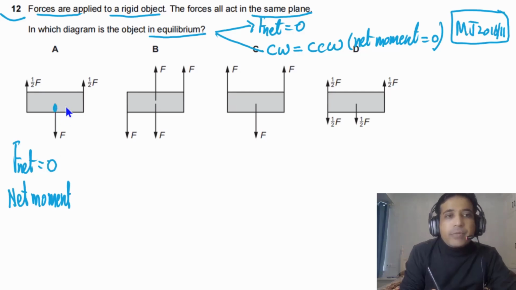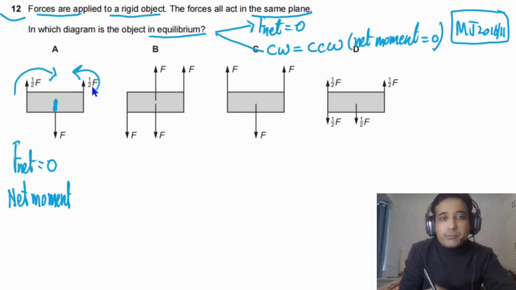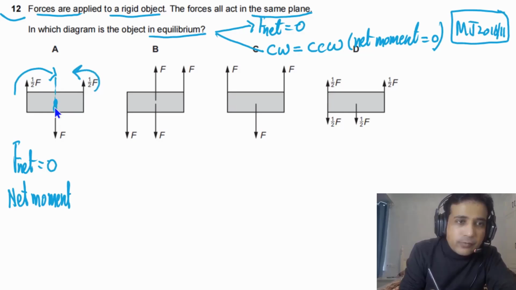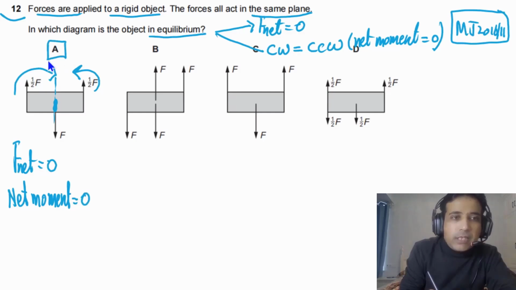Let's say we take moment about this point. The moment due to this one will be 0. The moment due to this one will be clockwise, and the moment due to this one will be anti-clockwise, and they are the same because the force is the same and the distance of the force from the pivot is also the same. So the clockwise moment is equal to the anti-clockwise moment. So simply we can say net moment is equal to 0. So the answer for this question is A. So this is in static equilibrium.